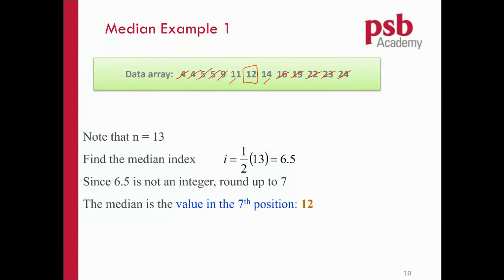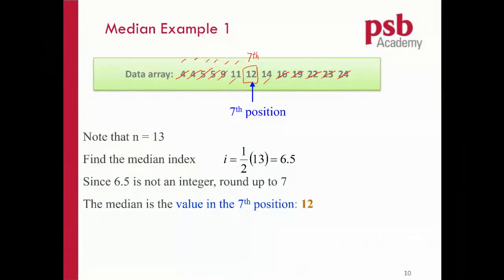The rule says you're going to have I equals half n. N is the number of data points you have, so there are 13 numbers. You get 6.5. If you count 1, 2, 3, 4, 5, 6, 7, this is not 6.5. So the rule says if you don't get a round number here, then round to the next round number, which is 7. So the median is this.